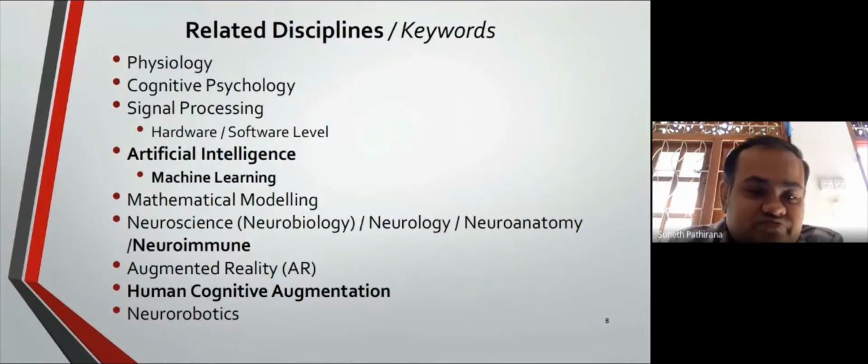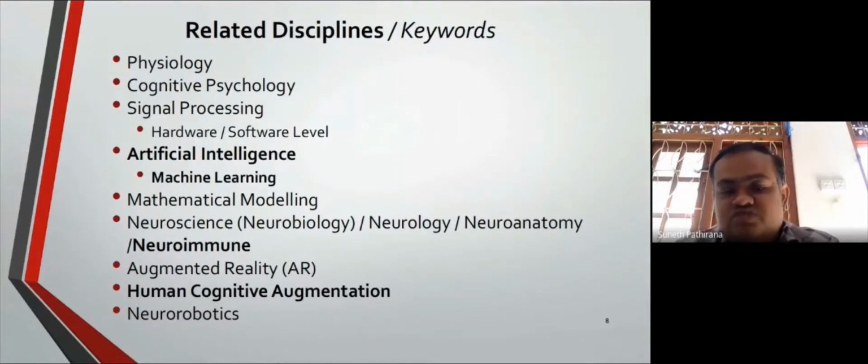and machine learning. And mathematical modeling, again, we need to derive some mathematical models. We need to fit some mathematical models like Fourier transformation or any other models in order to recognize the patterns. Model fitting. And the neuroscience, neurology, neuroanatomy, and neuroimmunity. So this is another recently emerging trend, neuroimmunity.